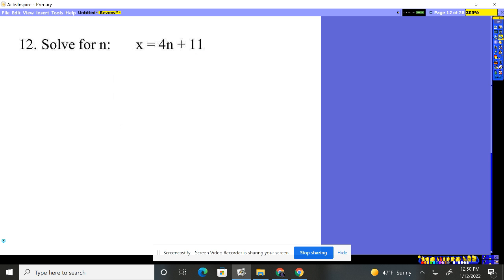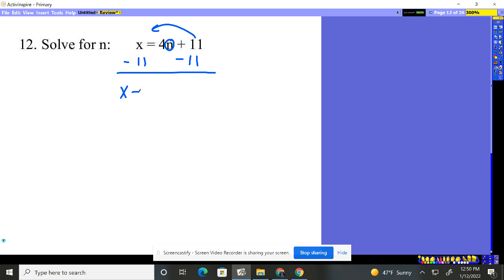Let's look at the next problem. Solve for n. X equals 4 times n plus 11. So I'm trying to isolate my n. That's who I want to get by itself. So let's move this guy over. So we're going to subtract 11 from both sides.